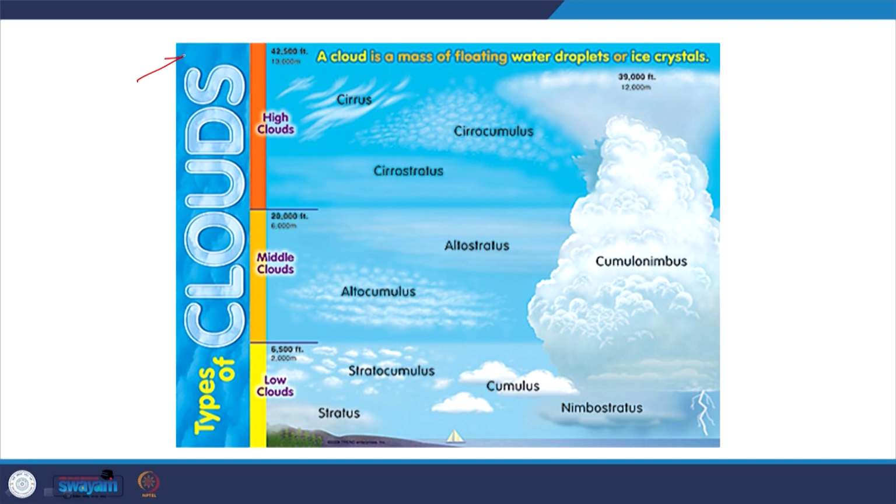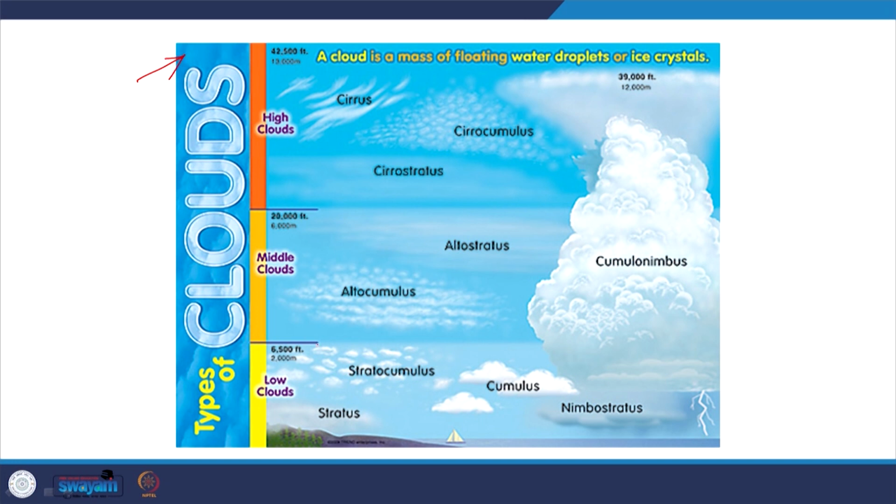So, cloud is just a mass of floating water droplets or ice crystals. Always remember, a cloud is just a mass which has tiny droplets or some ice crystals, right. Now, clouds result in the formation of rain only when the droplets inside them grow to sufficiently large sizes, and that means when the cloud destabilizes, when the stability is gone by some mechanism, it will result in the formation of rain. So, what you see in this figure is that the highest altitude is marked at 42,500 feet.